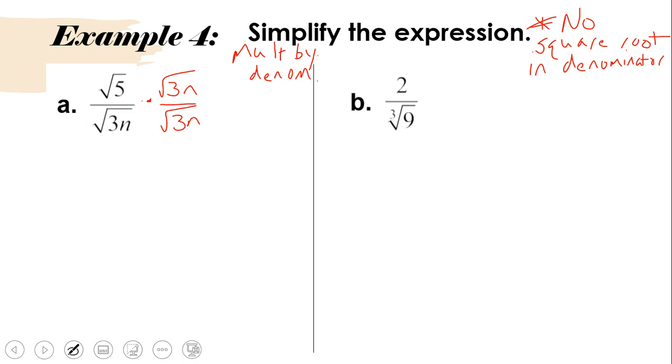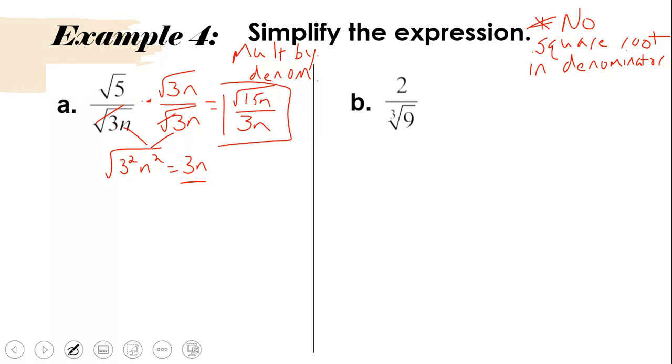So when I multiply the square root of 3n times the square root of 3n, the square roots just cancel here. You end up getting just 3n. They don't cancel on the top, and we're left with square root of 15n. Now, the reason that they cancel on the bottom is because when we multiply them, you end up getting the square root of 3n squared, which is just equal to 3n. So that's why this cancels out to just 3n here. And we end up getting an answer here.